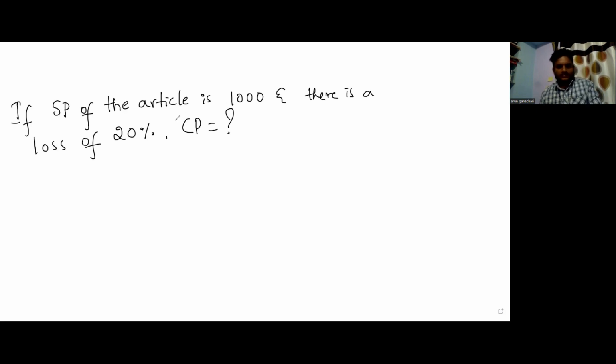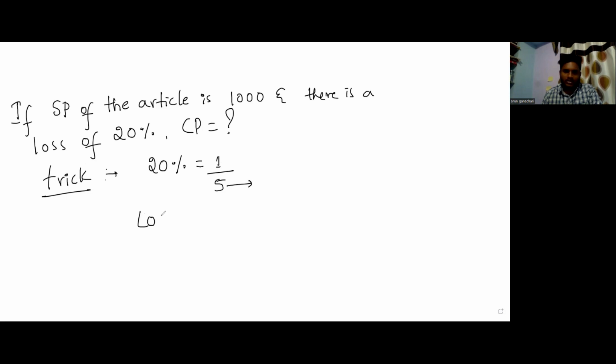Calculate this. We'll use our trick. I'm teaching you a very simple trick. Try to understand what we are doing. 20% can be written in fraction as 1 by 5. According to the formula, loss percentage is nothing but loss upon CP into 100%.